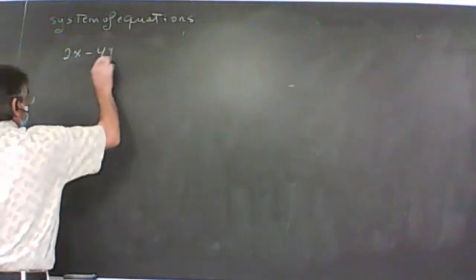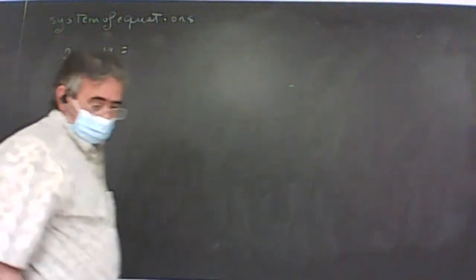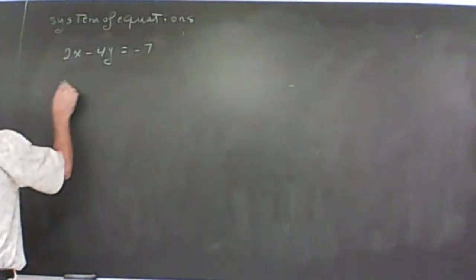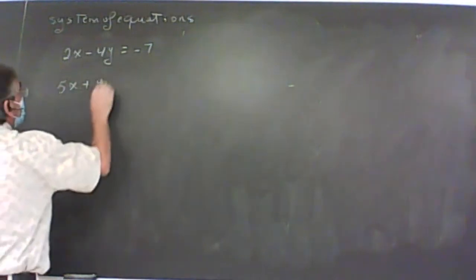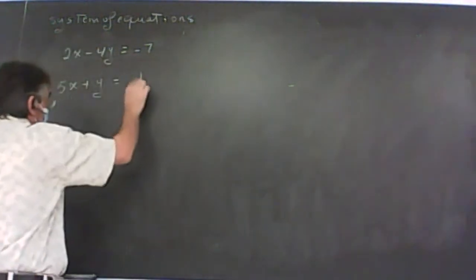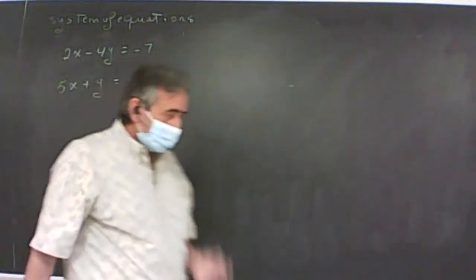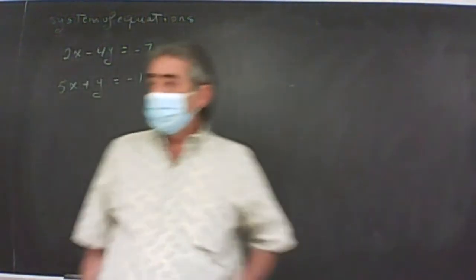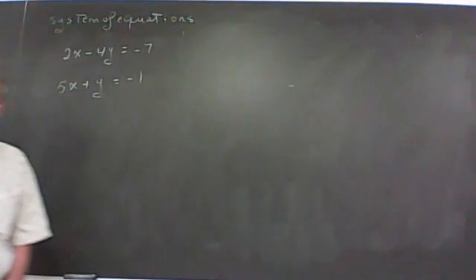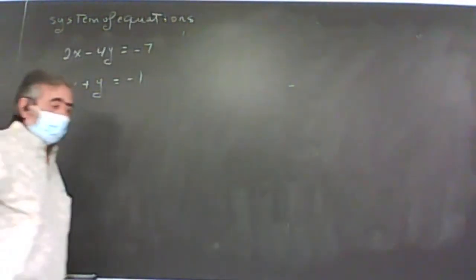Let's take a look at 2x minus 4y equal minus 7, and then 5x plus y equal 1. Well, negative. So we need to use the elimination method to solve this system.